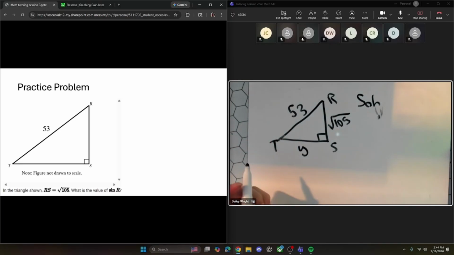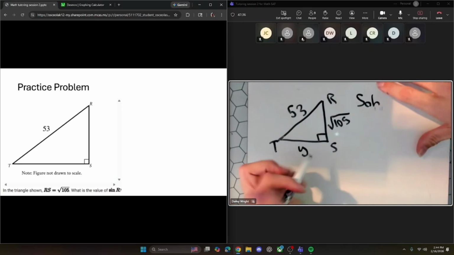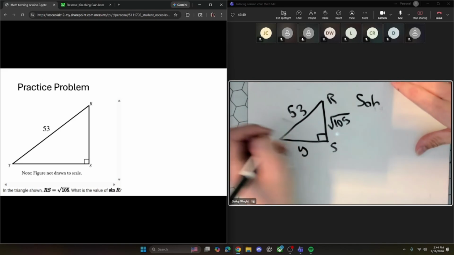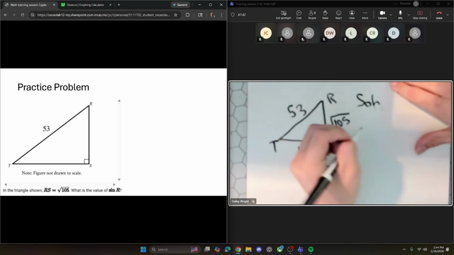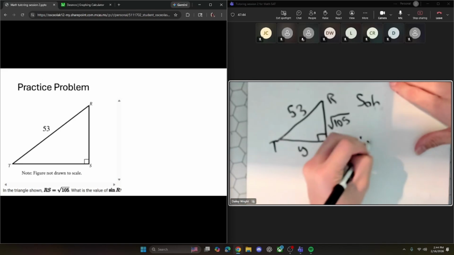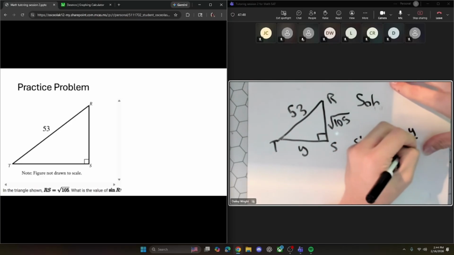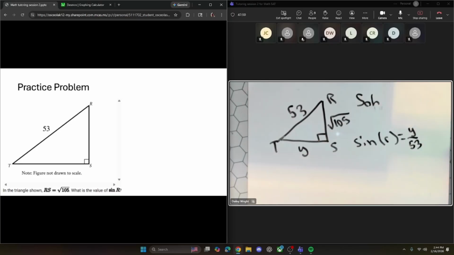Let's just call it Y for now until we find it. Over hypotenuse, and your hypotenuse is going to be opposite of the right angle, which is 53. So sine of R equals Y over 53. We want to find the actual value of sine of R, so we have to find Y. And since this is a right triangle, we can use the Pythagorean theorem to find Y.